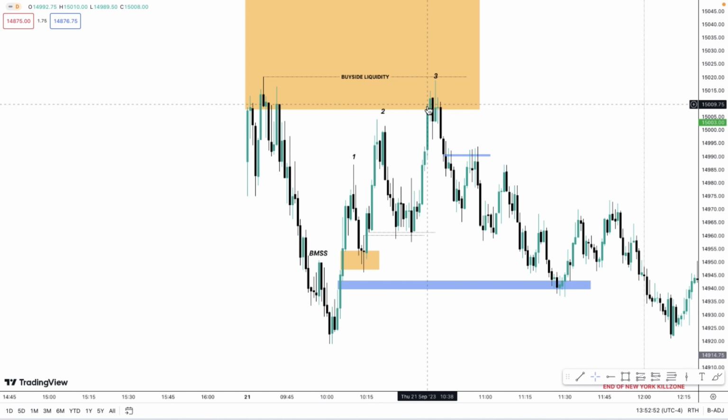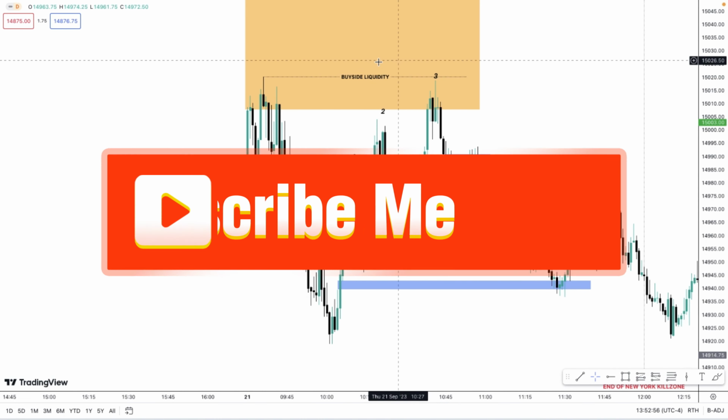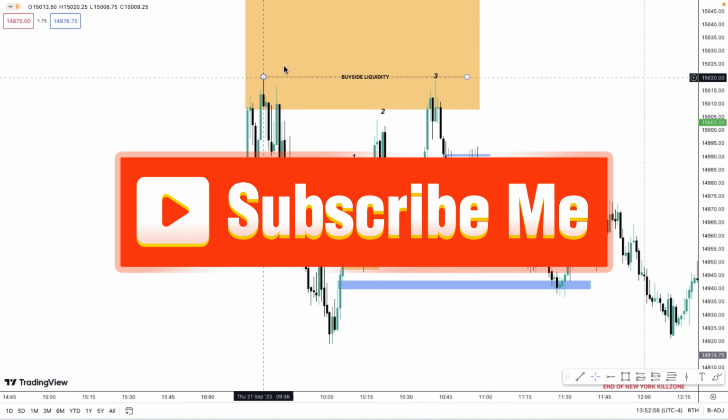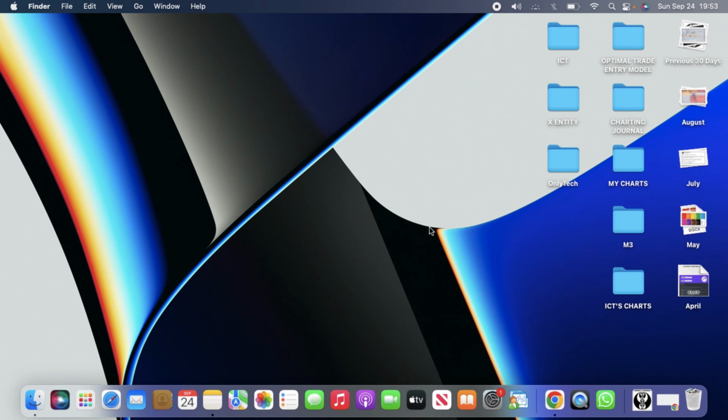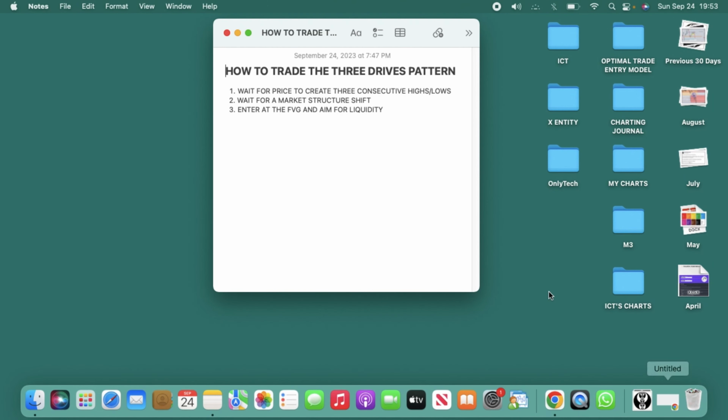1, 2, 3 highs. As soon as you see the third high being formed, price does not have to take out liquidity. Now, you wait for 3 consecutive highs to be formed. That's the number 1 rule.